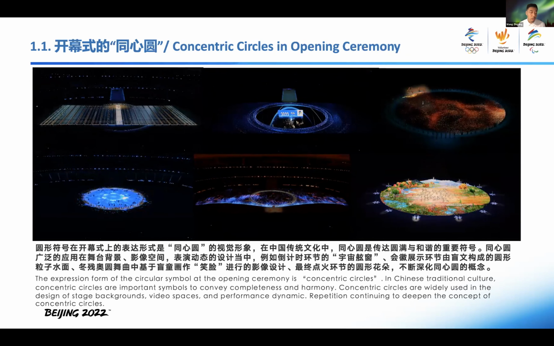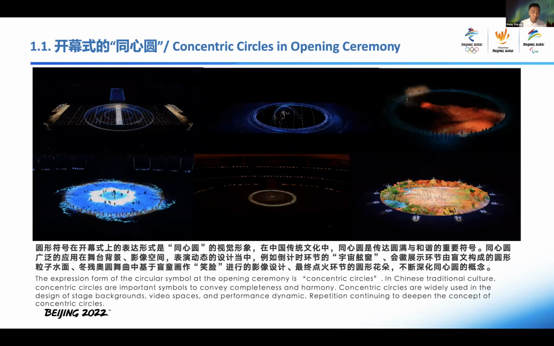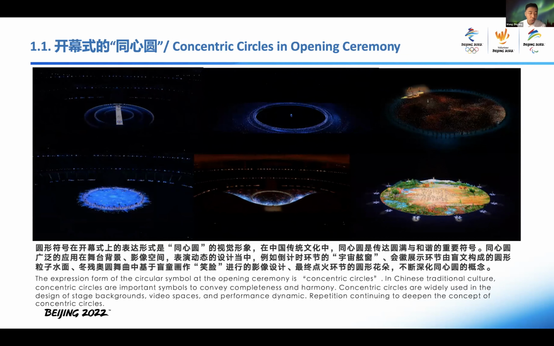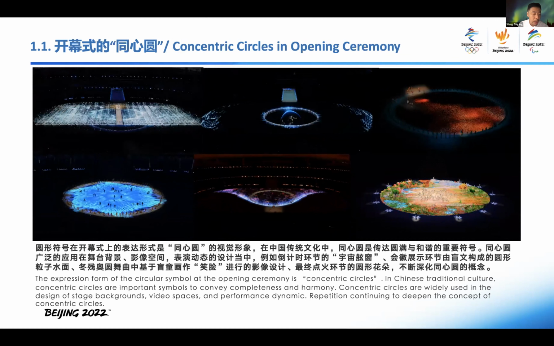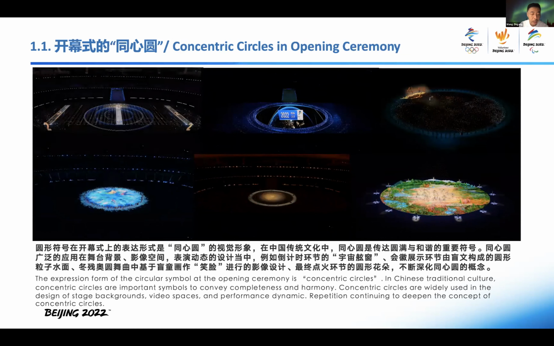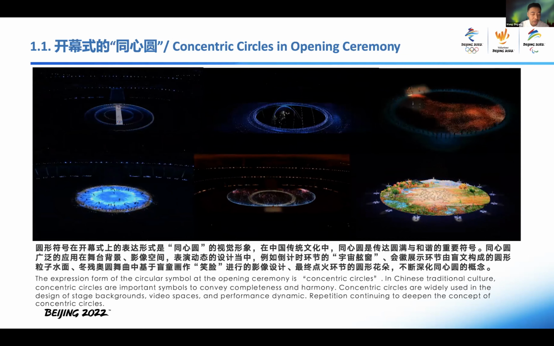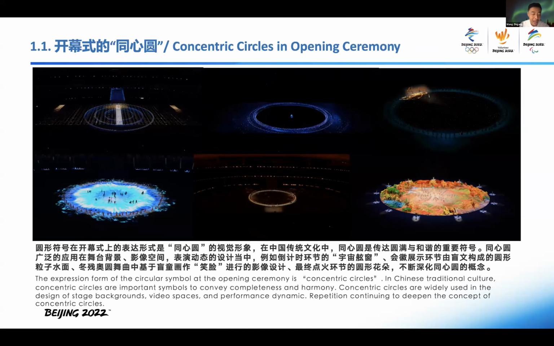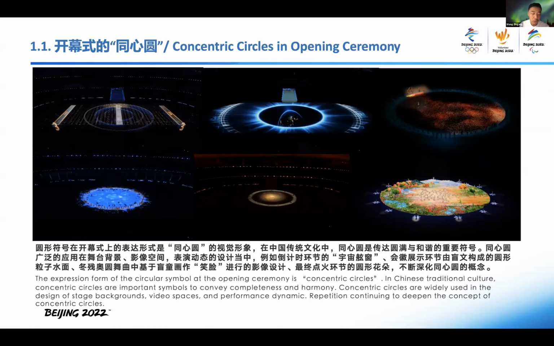The expression form of the circular symbol at the opening ceremony is concentric circles. In Chinese traditional culture, concentric circles are important symbols to convey completeness and harmony. Concentric circles are widely used in the design of stage backgrounds, video spaces, and the performance dynamics. Continue to deepen the concept of the concentric circles.